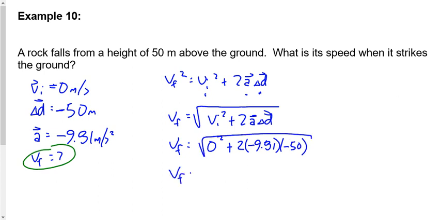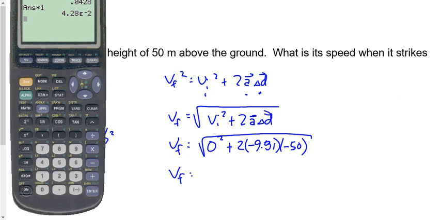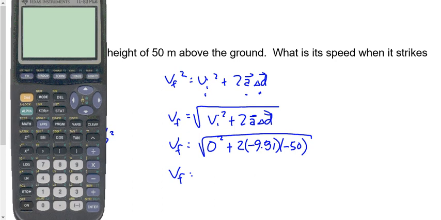Let's do this one on our calculator to make sure that we can all plug it in properly here. We're going to say 0 squared minus, let's put all that stuff on the right-hand side in brackets there, 2 times negative 9.81 times negative 50. Gives me negative 981. Now let's square root that. Second function, square root. Second function, answer.